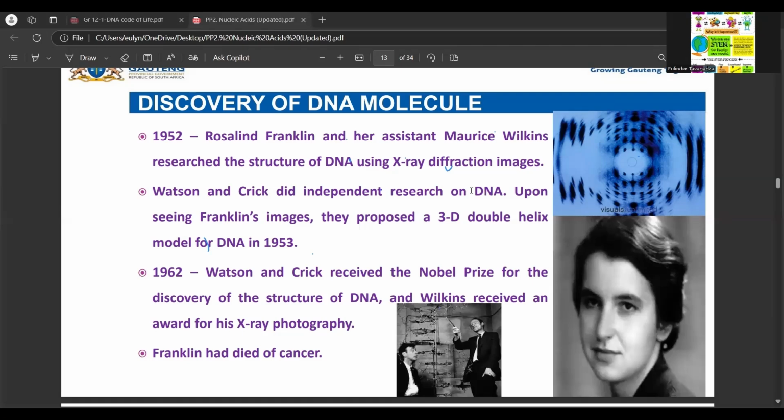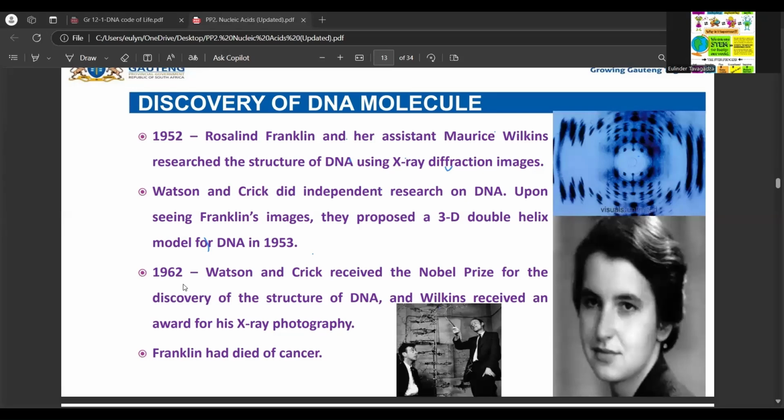So then we have Watson and Crick. They did an independent research. It was independent, though, upon seeing Franklin's image, they developed the research and proposed a 3D double helix model, which is the structure that we are talking about in DNA today. Right, so that was 1953.